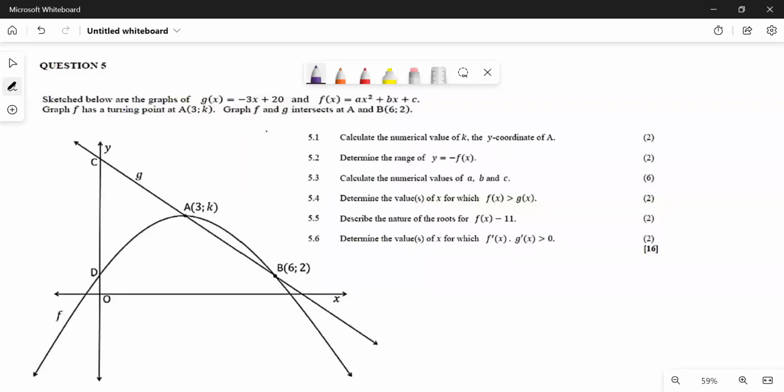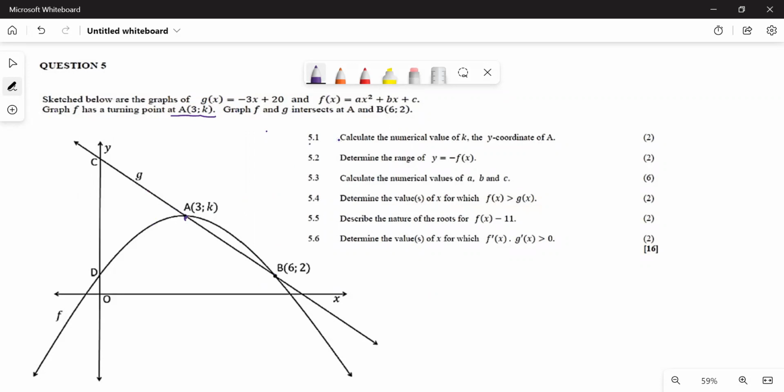So we have the sketch below and then a graph of g of x, which is given by the following equation. And then we also have f of x, which is given by the following. The graph of f has a turning point at A. The graph of f is turning here at A. And f and g intersect at A and B. So these two graphs are going to intersect at A and B.